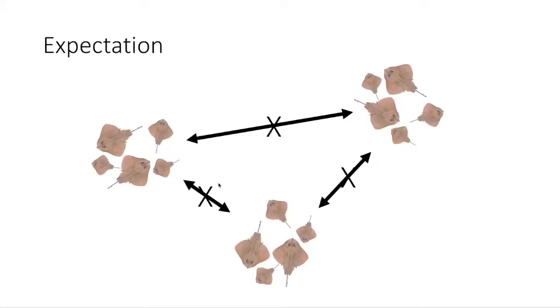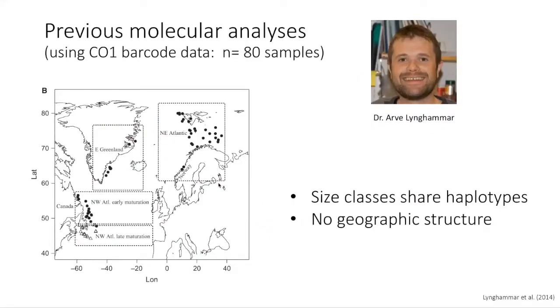So the expectation, if these animals don't move much and they're spread all throughout the North Atlantic, is that there would be individual discrete populations that have got their own genotypes that would be recognizable in different regions. And this has motivated Arve Lingerhammer, one of our collaborators, to look at this. And so Arve used molecular analyses. He got about 80 samples from the Northeast Atlantic, from the eastern coast of Greenland, and from the West Atlantic, and he also sampled both of these size classes.